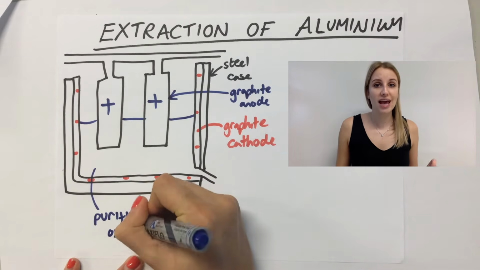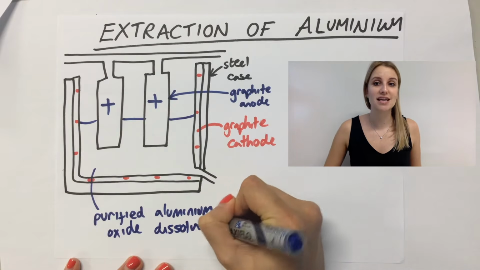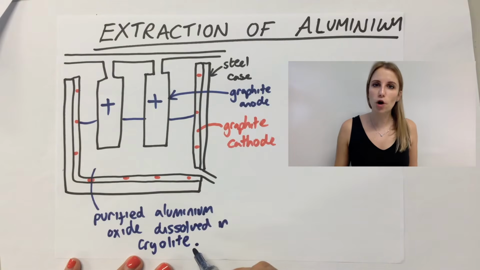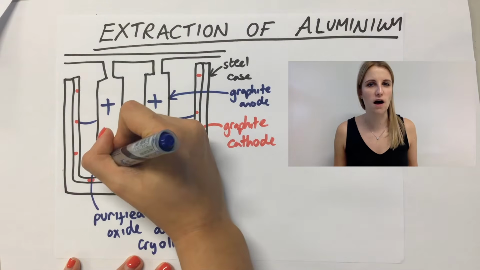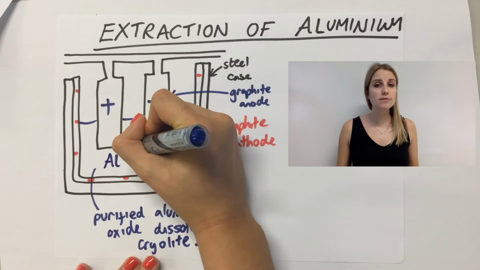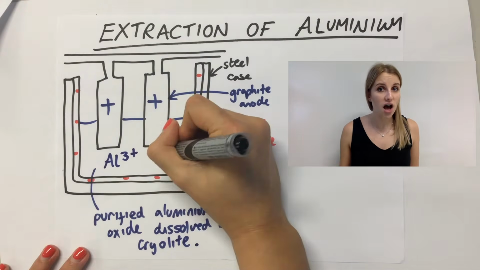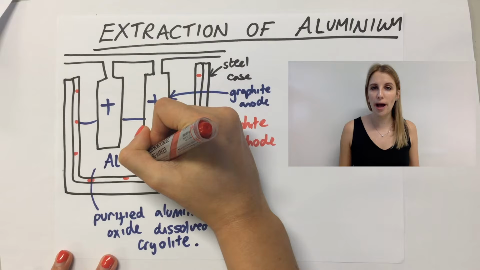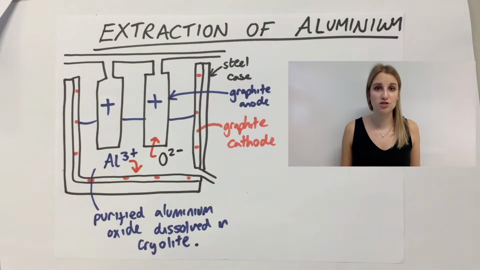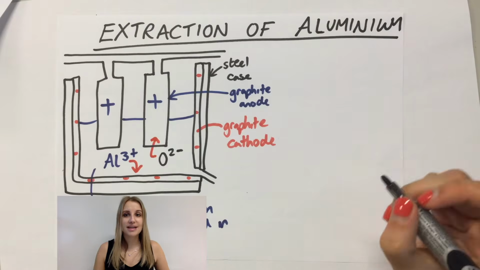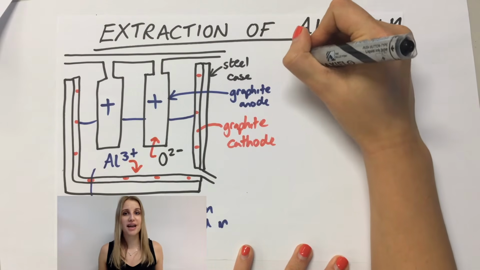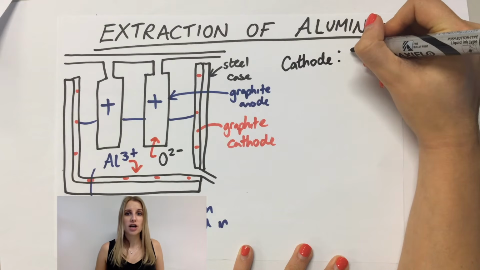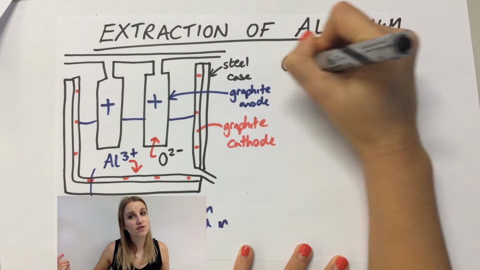In terms of the electrolyte, in this case it is purified aluminium oxide that is dissolved in cryolite. And we'll talk more about why it's dissolved in cryolite in the next part of this video. So, in that electrolyte, the ions that are present are the aluminium 3+ and the oxygen 2-. So let's check out what happens to those as they go through the electrolysis process. What you'll have is the Al3+ being attracted to the negative cathode and the O2- being attracted up to the positive anode. Let's write half equations for what happens in each of those processes.